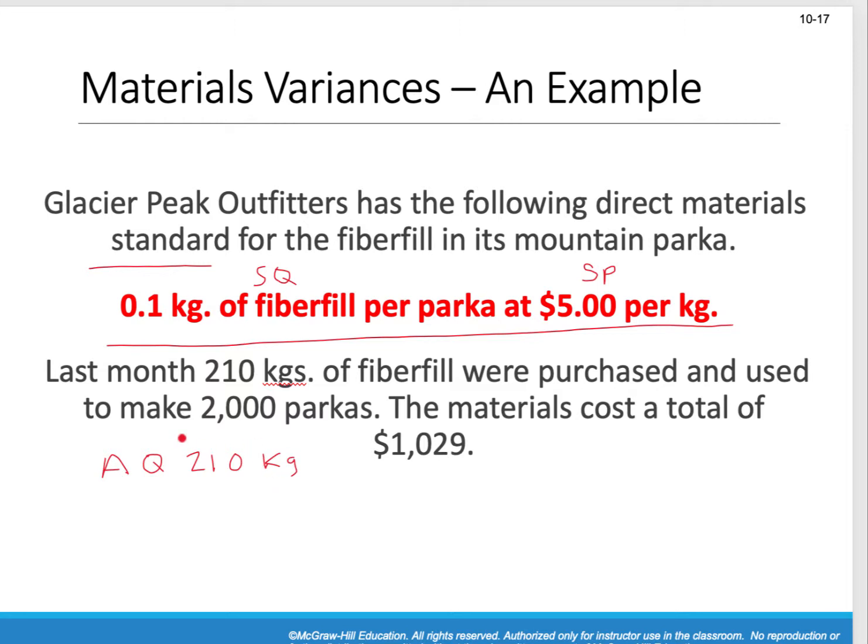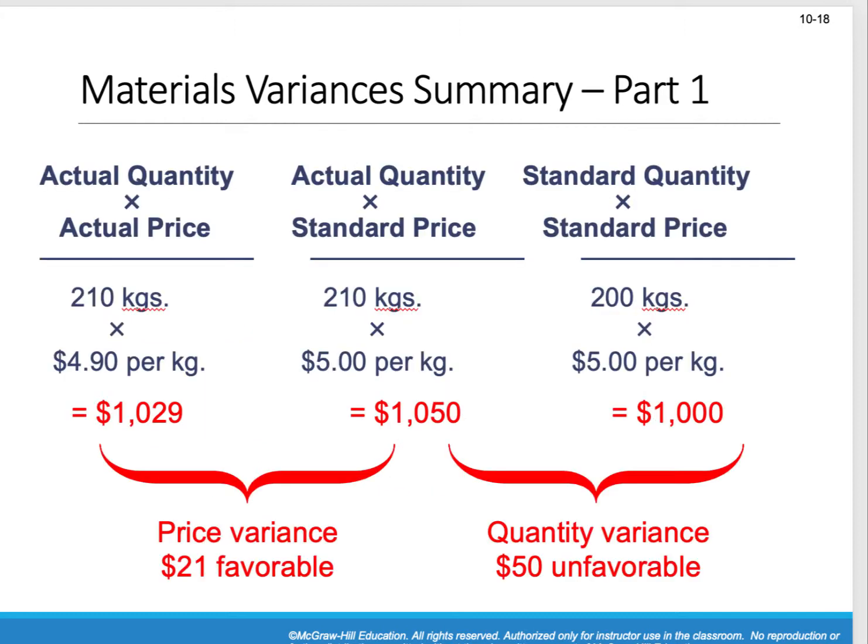That's the amount we used to make 2,000 parkas. Okay, so that's our output, right? That's how many parkas we actually made. The materials cost is $1,209. So that's the cost of the direct materials. So we're going to use the same chart that we have.